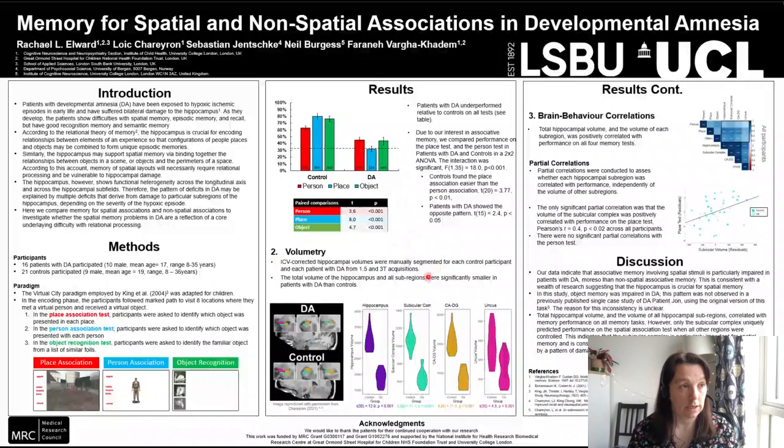Turning to the brain data, the ICV corrected hippocampal volumes were segmented for each of our patients and controls. And of course the hippocampus and all of those subregions were smaller in the DAs than in the controls. Each of those is highly significant.